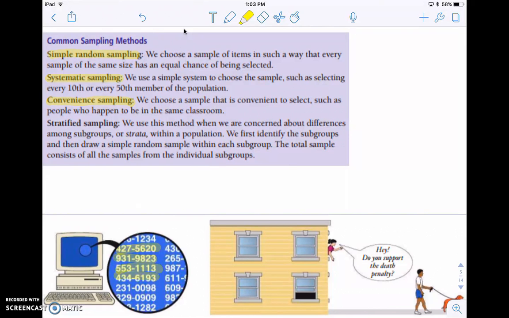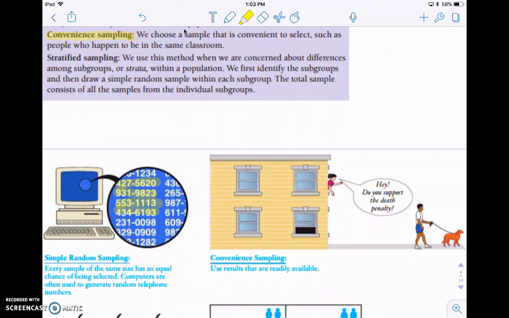And the nature of the sampling is built in. We choose a sample that is most convenient to us, such as people who happen to be in the same classroom, or proximity is one. Maybe your closest friends or something like that. I love this little example here.